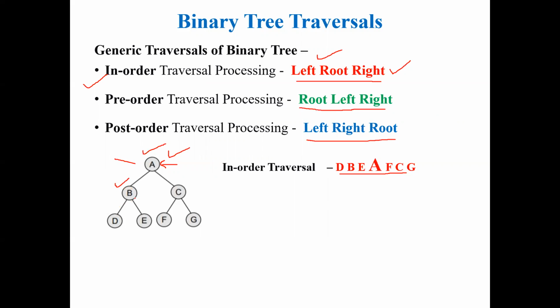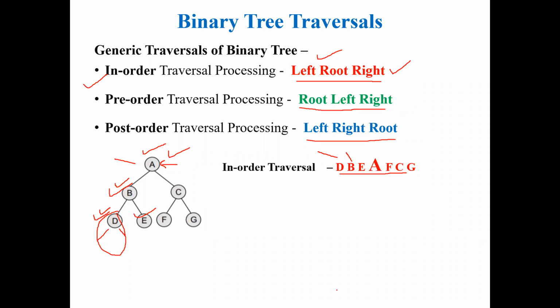Then on this B node, we again apply the same rule of in-order traversal, which is to go to the left part of it. D doesn't have any left and right part, so D will be processed as a root node. That's why D comes first. Then it goes back to the root node of D, which is B, so B is processed after this. And then we have the node E, which is processed after this.